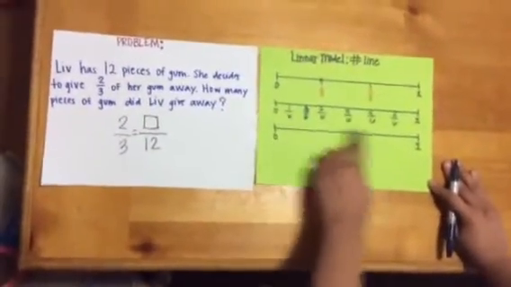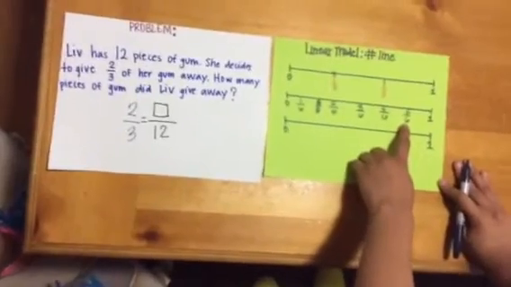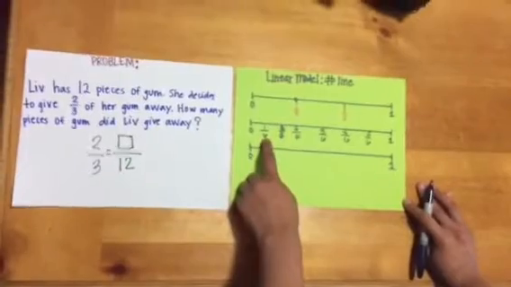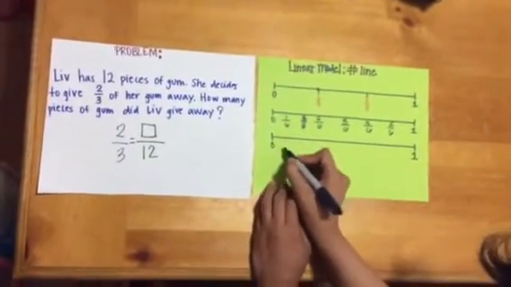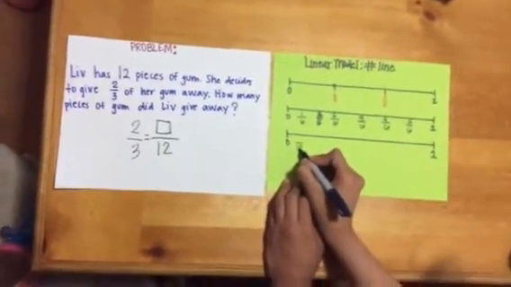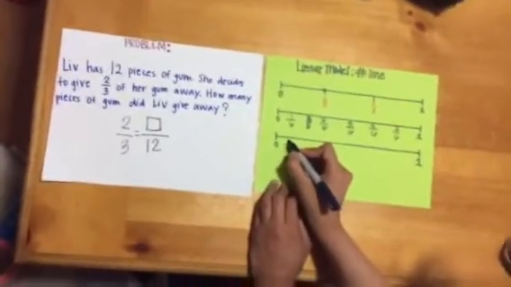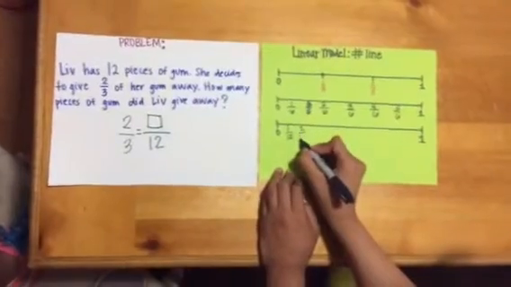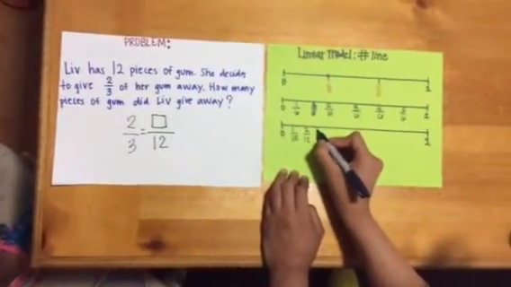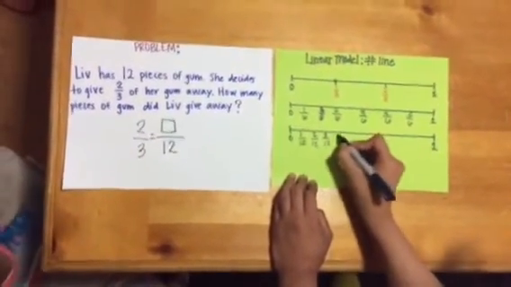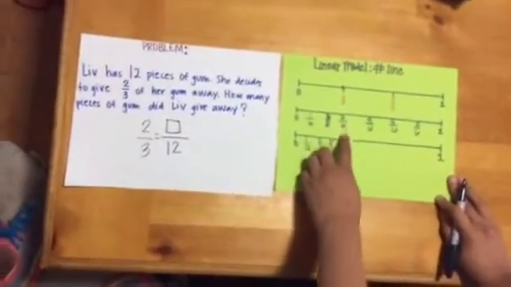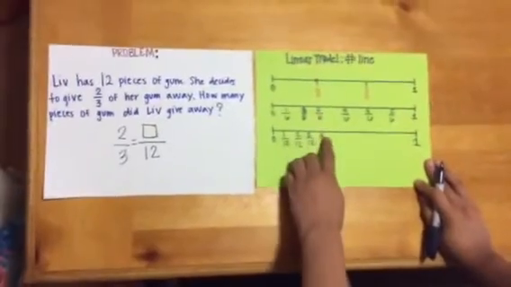Now we're going to take it a step further because we don't have 6 pieces of gum. We have 12. So 6 times 2, 12. 2 twelfths, 3 twelfths, 4 twelfths. Because when we multiply 6, we get 12. When we multiply 2, we get 4.